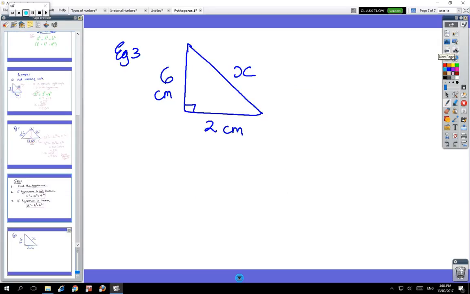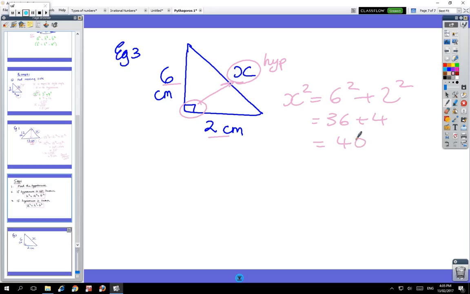Okay, so we're on the last slide, and we're going to connect it with the previous topic on surds. So first step, there's the right angle, there's the hypotenuse. It's not known, so we have to do an addition. So x squared equals 6 squared plus 2 squared. 6 squared is 36, 2 squared is 4, so the answer is 40, and so x equals square root of 40.